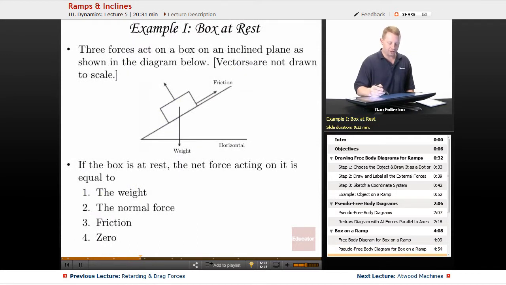Let's do an example here. 3 forces act on a box on an inclined plane as shown in the diagram below. Weight, friction, normal force. If the box is at rest, the net force acting on it is equal to, if it's at rest, the net force must be 0, an equilibrium condition. So our answer there must be 0 because the box is at rest.